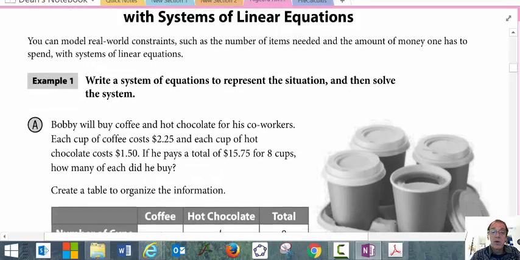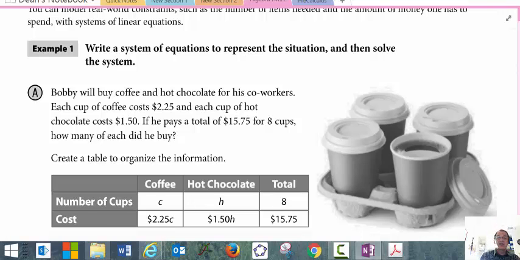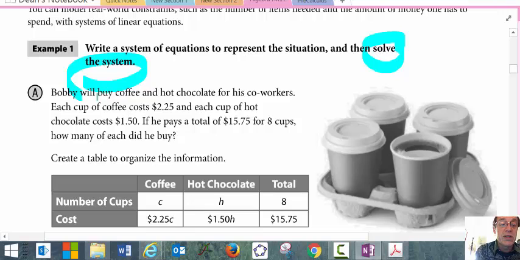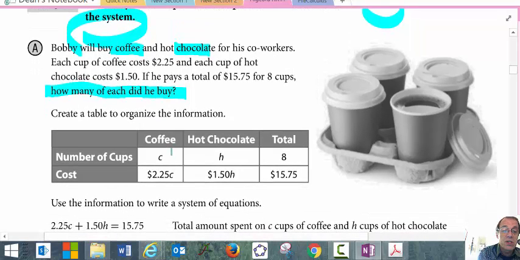Explain 1. Write a system of equations to represent the situation and then solve the system. That's what's new here, so we're going to solve it at the end. Now actually we're not going to do any of it. The book does the whole thing. But at the end we've got this, how many of each did he buy? And the each is cups of coffee and cups of hot chocolate. So we're going to use for our variables C, which stands for the number of cups of coffee, and H, which stands for the number of cups of hot chocolate.